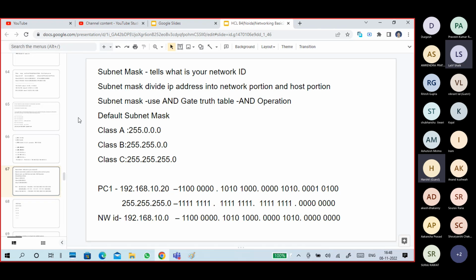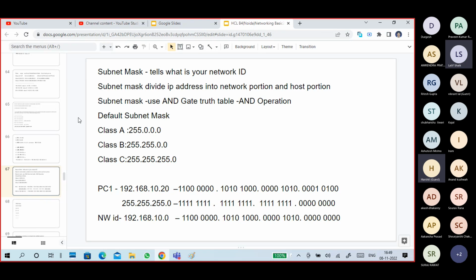But here, the default subnet mask for class A is 255.0.0.0. Default subnet mask for class B is 255.255.0.0. Default subnet mask for class C is 255.255.255.0. See, there is a PC whose IP address is 192.168.10.20, and it's a class C IP address. Then what is the subnet mask? 255.255.255.0.